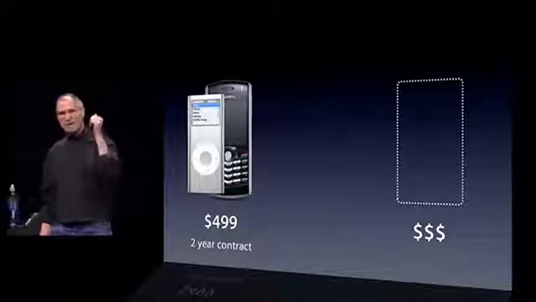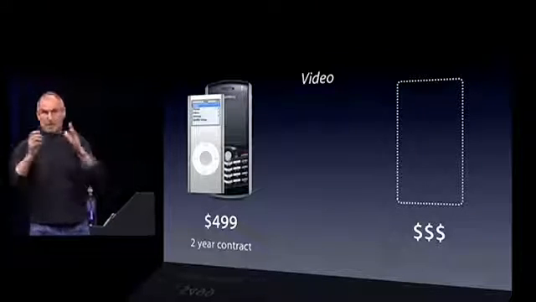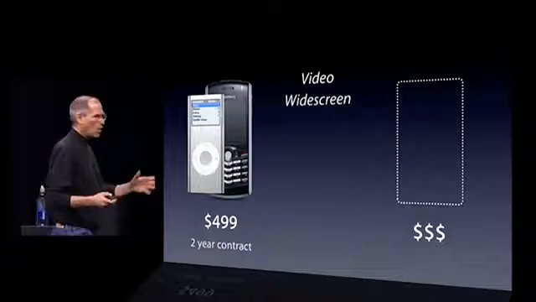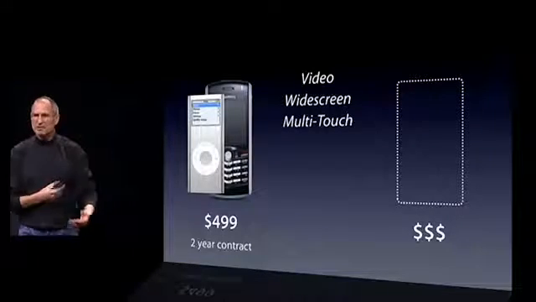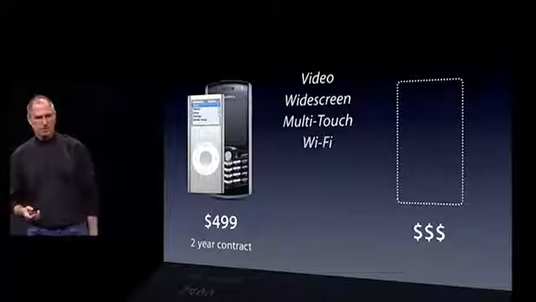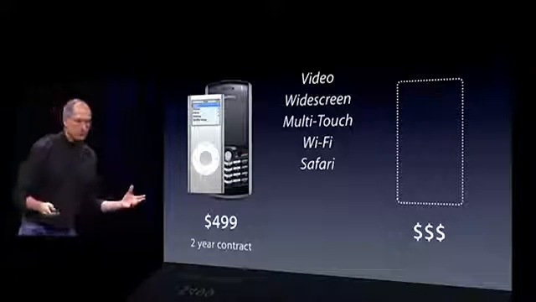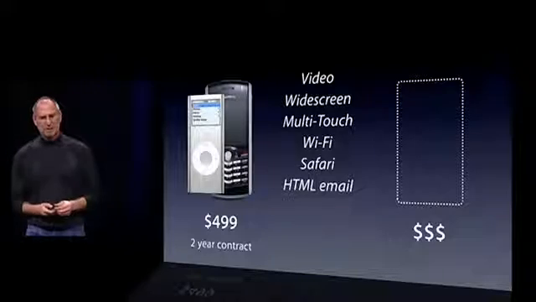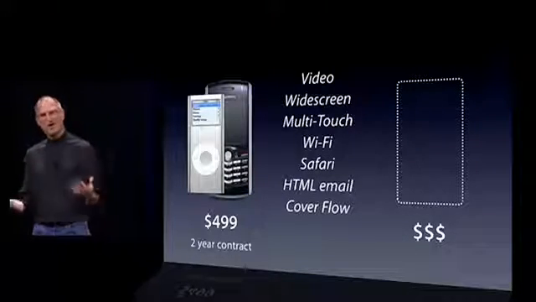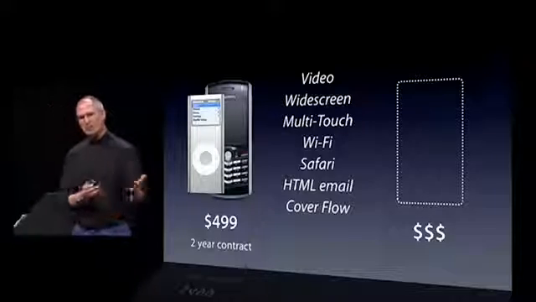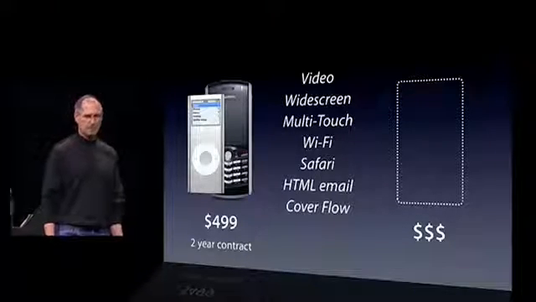Because iPhone's got a lot more than this stuff, right? It's got video, real video. It's got this beautiful, gorgeous widescreen. It's got multi-touch user interface. It's got Wi-Fi. It's got a real browser. It's got HTML email. It's got cover flow and on and on and on. And this stuff would normally cost hundreds of dollars. So how much more than $499 should we price iPhone?